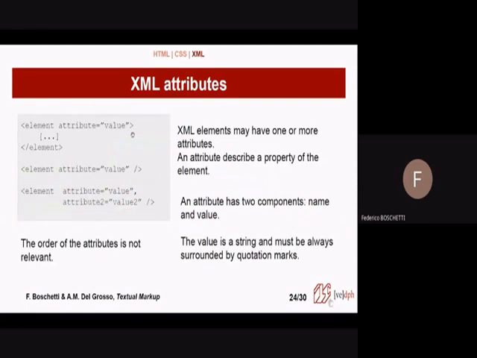The attributes, also in this case, the elements may have one or more attributes. An attribute describes a property of the element. An attribute has two components, name and value. And the value is a string and must always be surrounded by quotation marks.